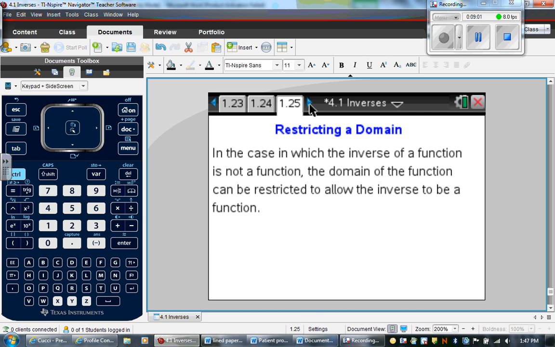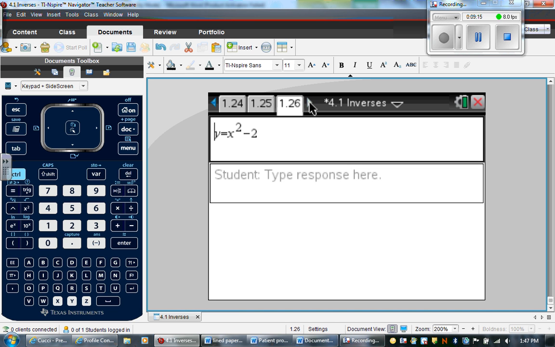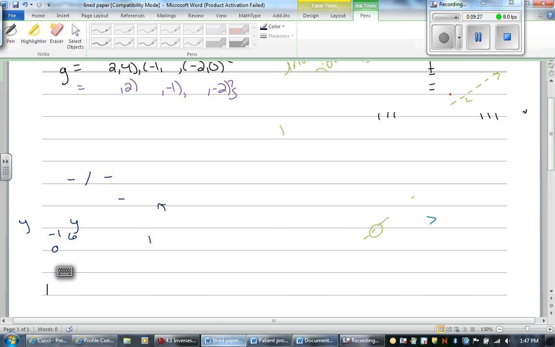Restricting a domain. In the case in which the inverse of a function is not a function, the domain of the function can be restricted to allow the inverse to be a function. What that means is we can take the domain of a function and only take a piece of the actual function so that its inverse is also going to be a function. So my first function, x squared minus 2, I'm going to take that and restrict its domain.